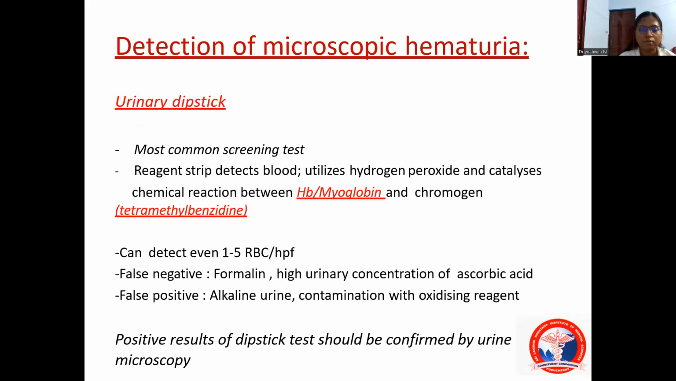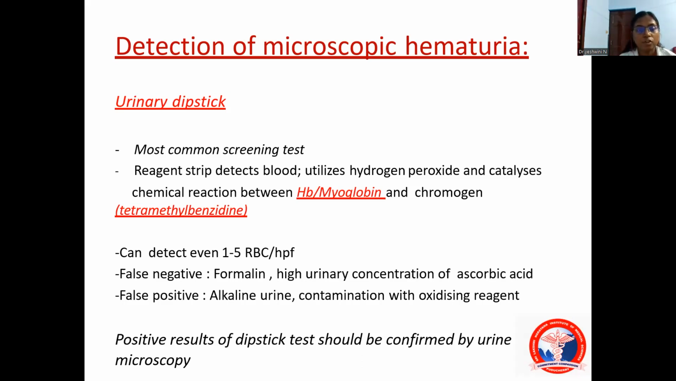Urine dipstick: if you get more than 1 plus, think of hematuria. When the urine dipstick is positive, it can be hematuria, hemoglobinuria, myoglobinuria, it can be anything. To differentiate that, urine microscopy should always be done following a dipstick test to confirm hematuria, right? There can be false positive and false negative dipstick results.